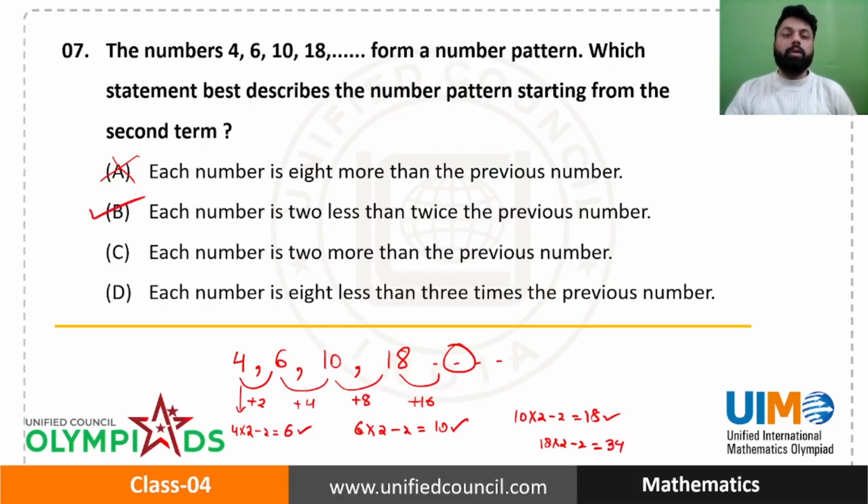Each number is 2 more than the previous? No. Each number is 8 less than 3 times the previous number? No. So B option is the correct answer.